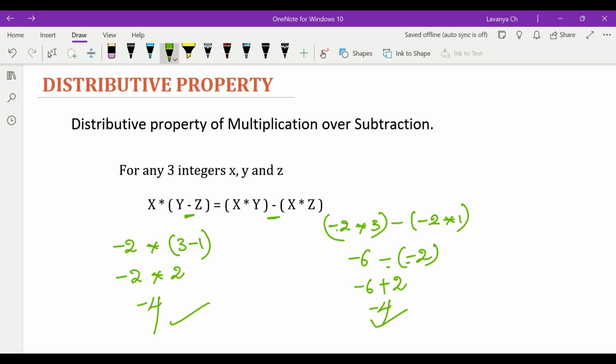So in this video, we have covered all the four properties for integers.